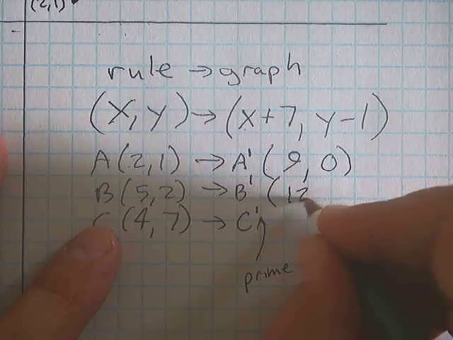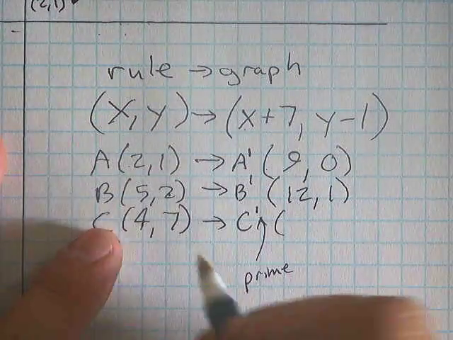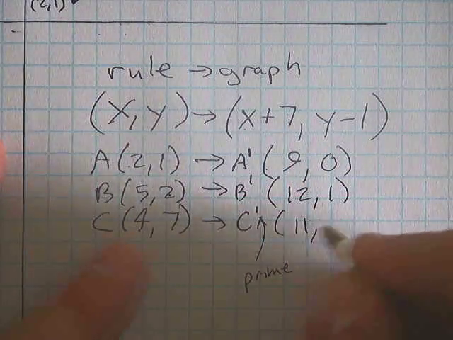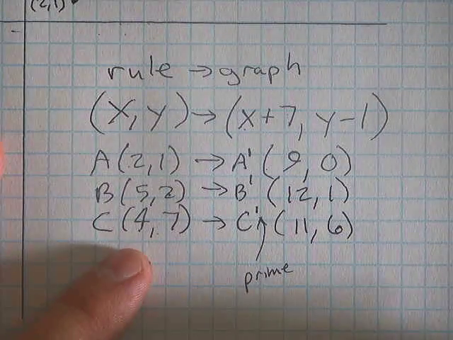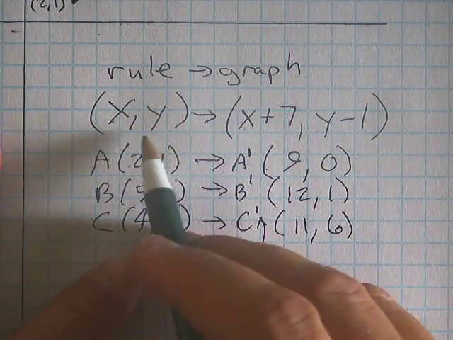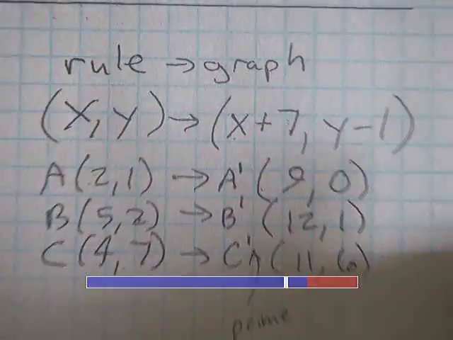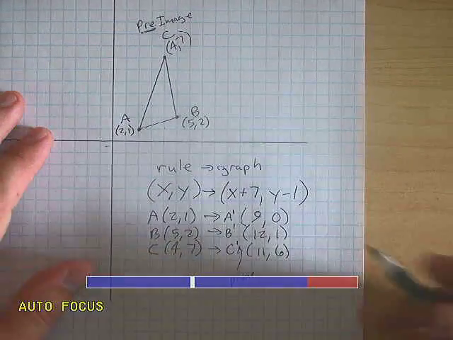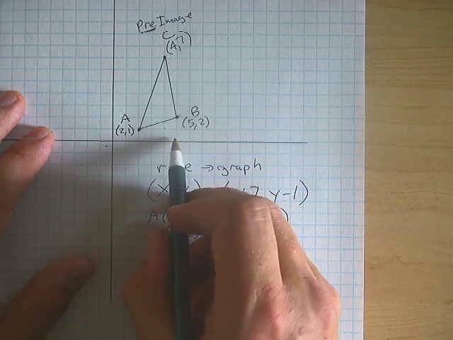All right, I'm going to do the same thing with B. I'm going to take B, 5 plus 7 is 12, and 2 minus 1 is 1. And with C, 4 plus 7 is 11, and 7 minus 1 is 6. All right, so that's what I did. I just applied the rule to these points. Now I'm going to make a graph.